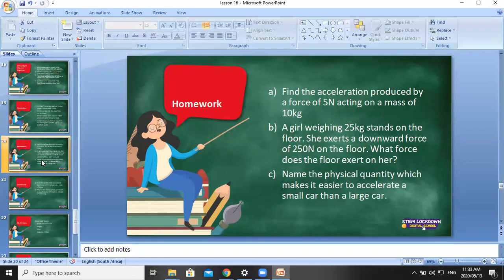A girl weighing 25 kg stands on the floor. She exerts a downward force of 250 newtons on the floor. What force does the floor exert on her?